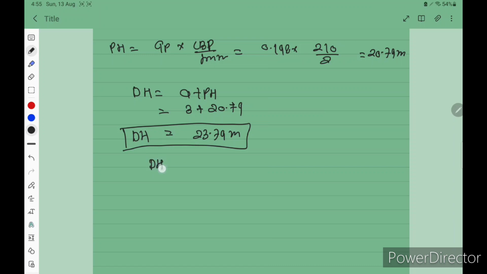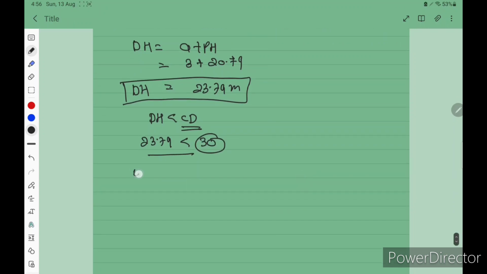Now DH is less than CD. CD is the length of the tank. So the length of the tank is 30 meters. DH is 23.79 and it is less than CD, so that means a wedge is formed. So we'll move further.